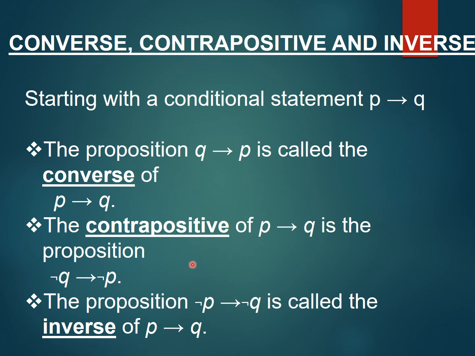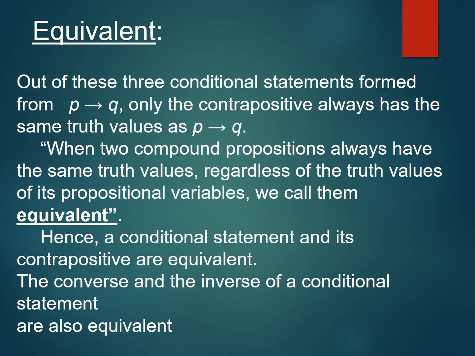The proposition not P implies not Q is called the inverse of P implies Q. Meaning if in the given proposition, we just apply not on both sides, then we get the inverse of the given conditional statement. Equivalent. Out of these three conditional statements formed from P implies Q, only the contrapositive always has the same truth values as P implies Q.